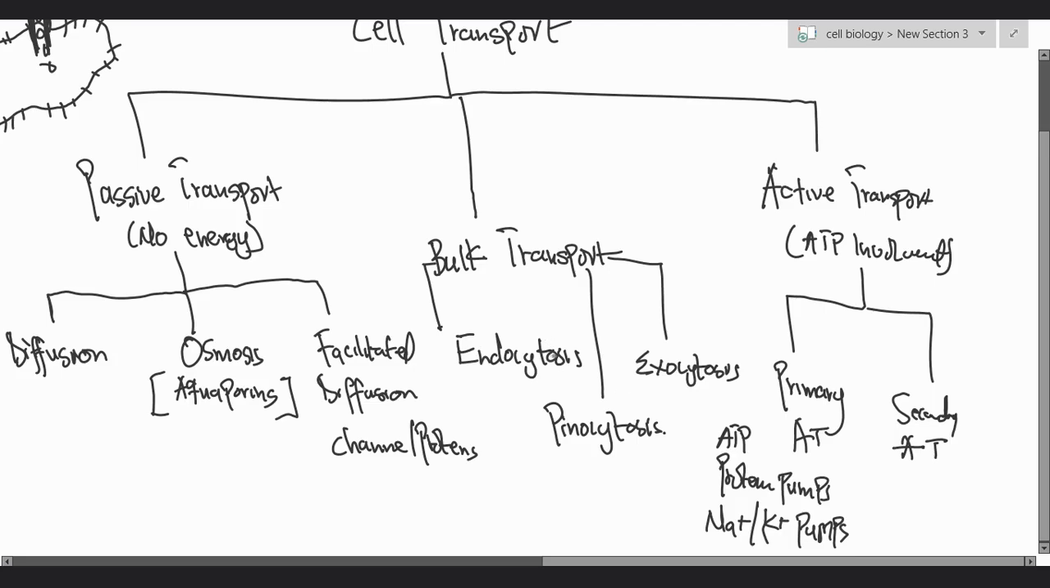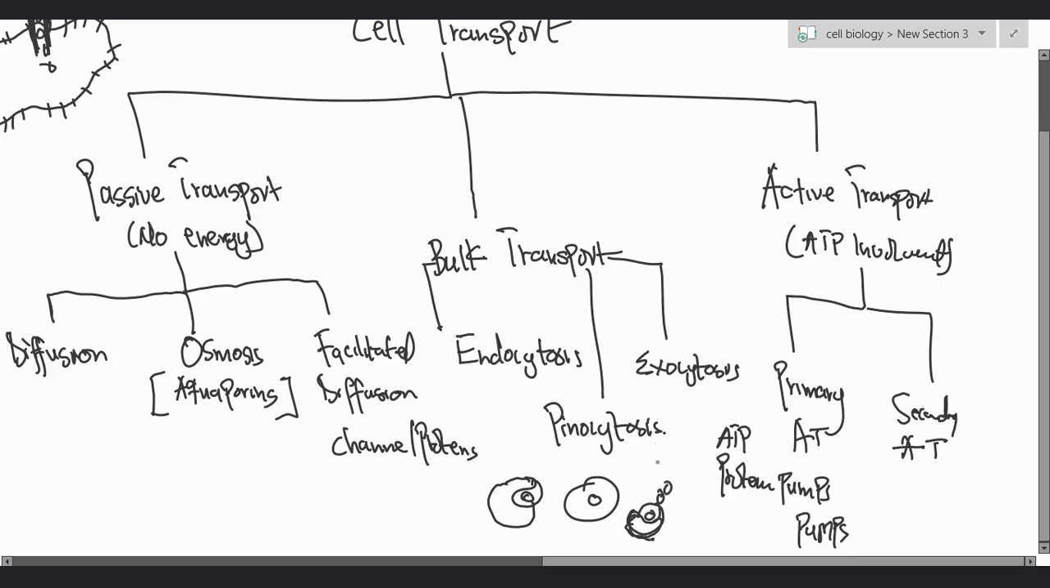Now let's talk about the bulk transport. In the bulk transport, we have endocytosis and then we have exocytosis. Normally endocytosis is about engulfing substances into the intracellular compartment. The cells sometimes extend their cell membrane and then engulf substances into them. So that's endocytosis. And then exocytosis is the reverse form of endocytosis. When you have a substance within the cell and the cell wants to expel it, it creates a membrane around it, and then breaks the membrane to release the substance.